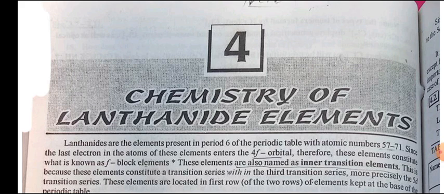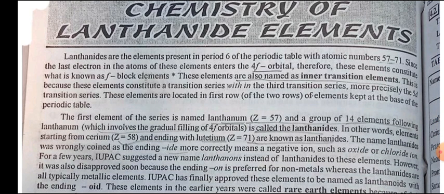Today my topic is the chemistry of lanthanoid elements from Pradeep's Inorganic Chemistry book. Lanthanides are the elements present in period 6 of the periodic table with atomic numbers 57 to 71. Since the last electron in the atoms of these elements enters the 4f orbital, these elements constitute what is known as f-block elements. These elements are also named inner transition elements.